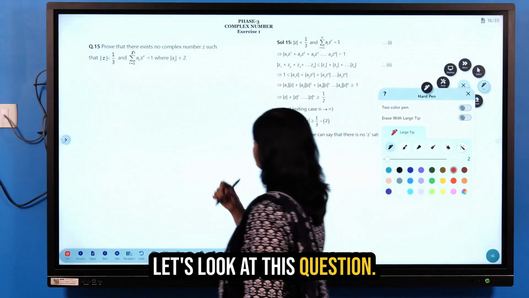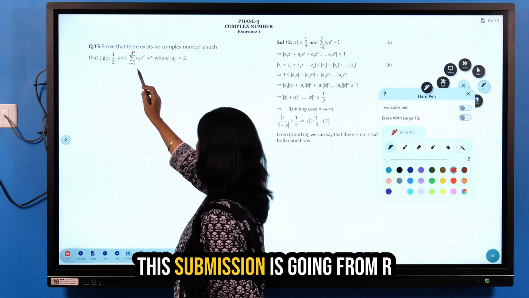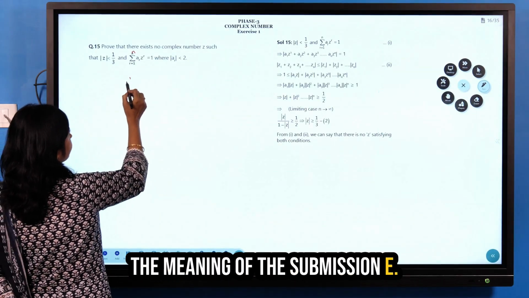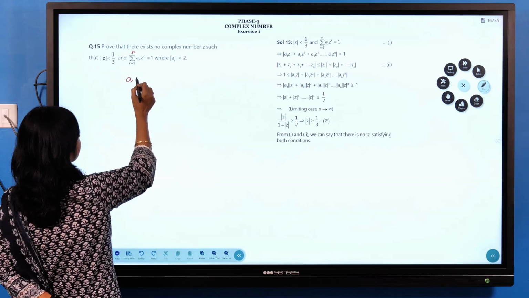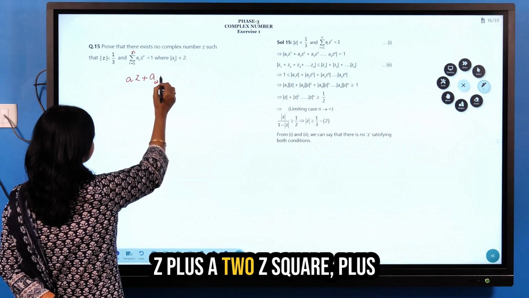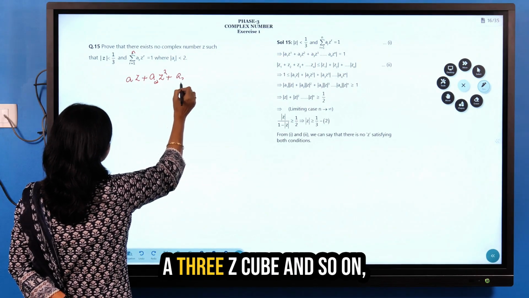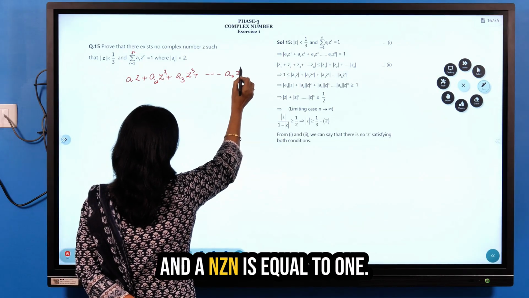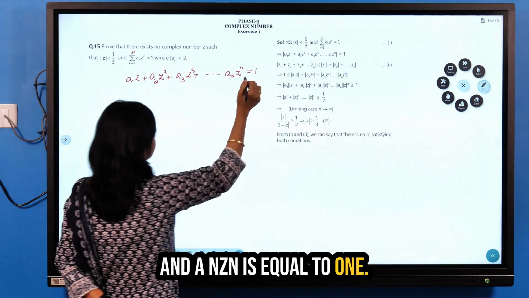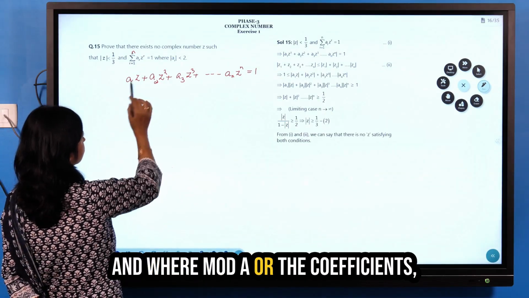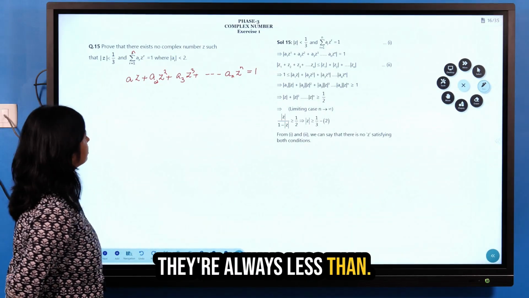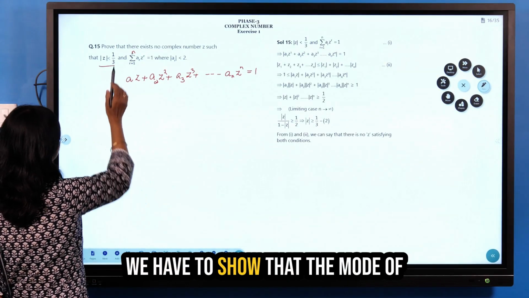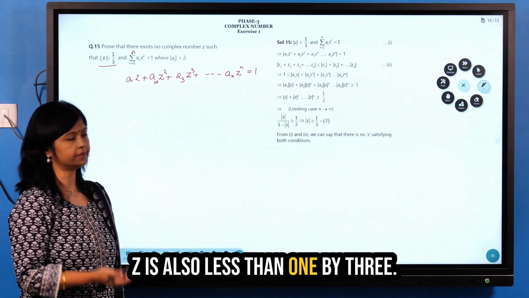Let's look at this question. A little bit of correction: this summation is going from r equals 1. So let's write what the summation means: a1 z plus a2 z square plus a3 z cube and so on, up to an zn is equal to 1, where mod a, the coefficients, are always less than 2, and we have to show that mod z is less than 1 by 3.